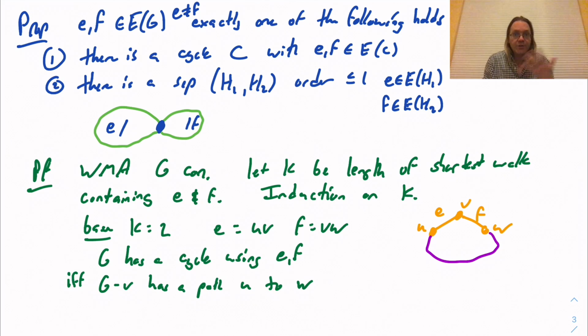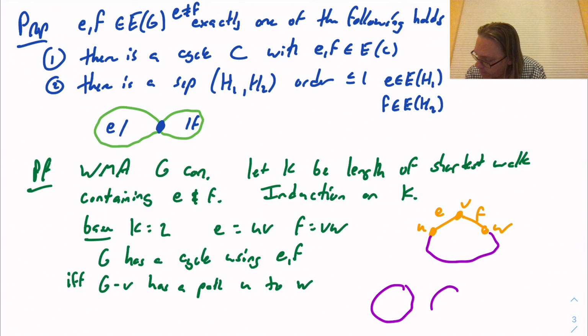So in other words, the case I need to handle is what if I don't have that? So what if U and W are in distinct components of G delete V? That's the picture I'm going to draw. So here's the vertex U, and here's the vertex W. And now U and W are in distinct components of G delete V. And now I'm going to do the thing that you saw me do in the previous lecture, where we're going to take G delete V and extend to a 1 separation in the original graph.